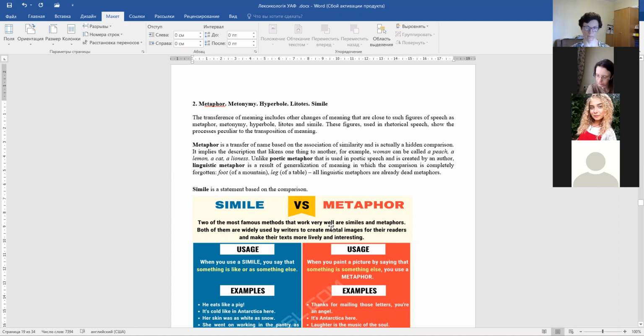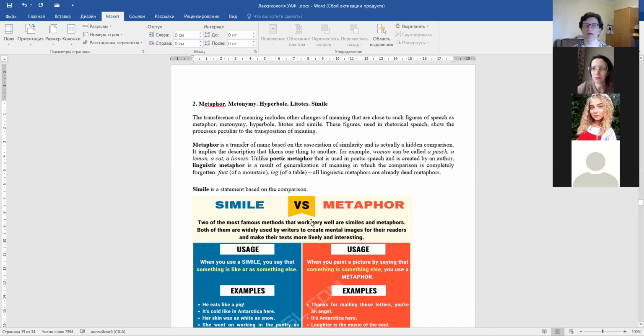For example, a woman can be called a peach, a lemon, a cat, a lioness. Unlike poetic metaphor that is used in poetic speech and is created by an author, linguistic metaphor is a result of a generalization of meaning in which the comparison is completely forgotten. Foot, for example, foot of a mountain, leg of a table. All linguistic metaphors are already dead metaphors.